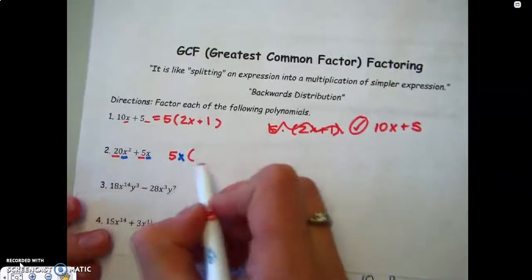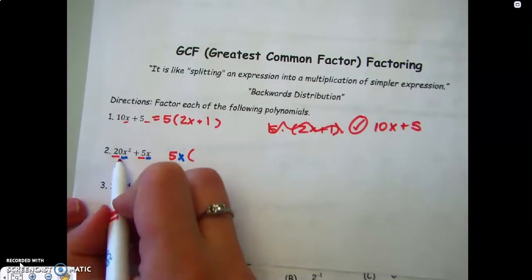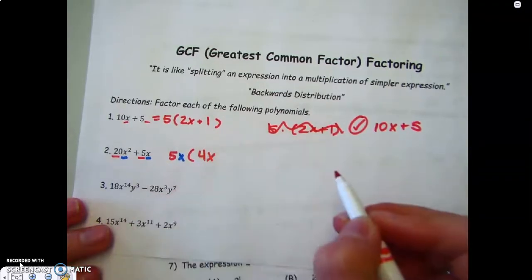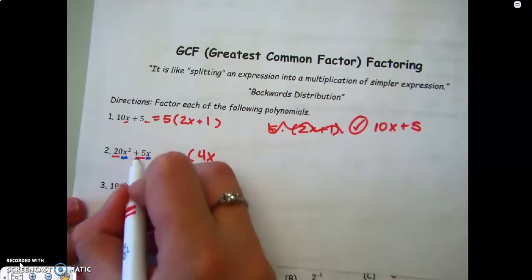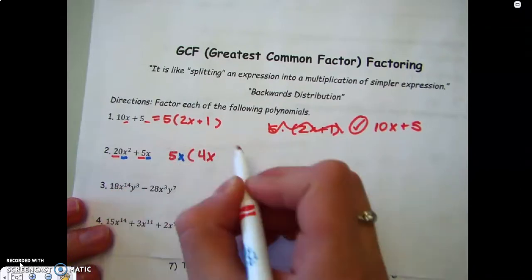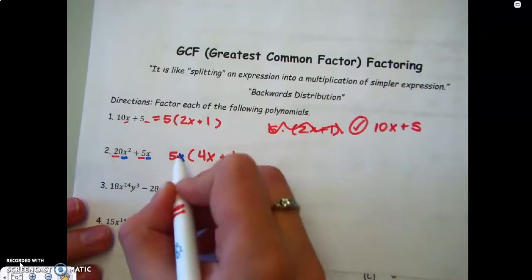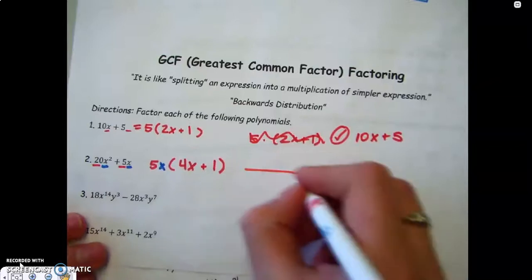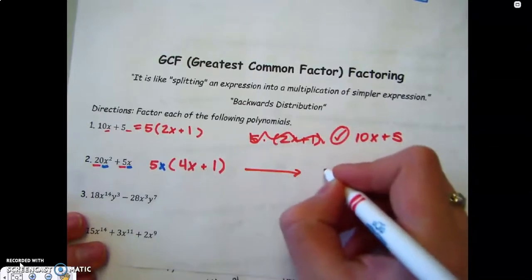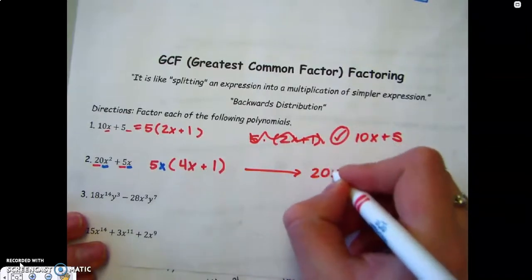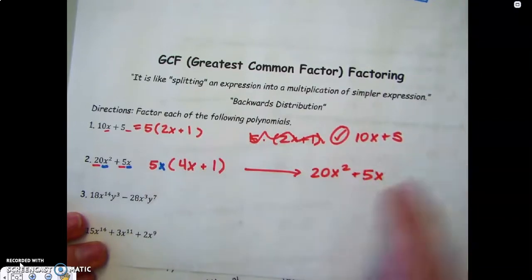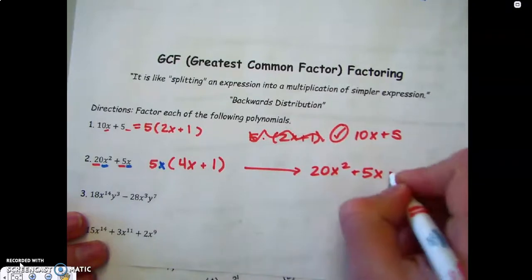So when I do that, I have to think about what's left. If I take a 5 and an x out of here, I'm left with 4x. I still have 1 there. And then if I take a 5 and an x out, I'm left with 1, because 5x times 1 is 5x. So again, if I wanted to check this, I would just do 5x times 4x, which would be 20x squared, and 5x times 1, which would be 5x. So I got back what I started with. I know that I'm correct.